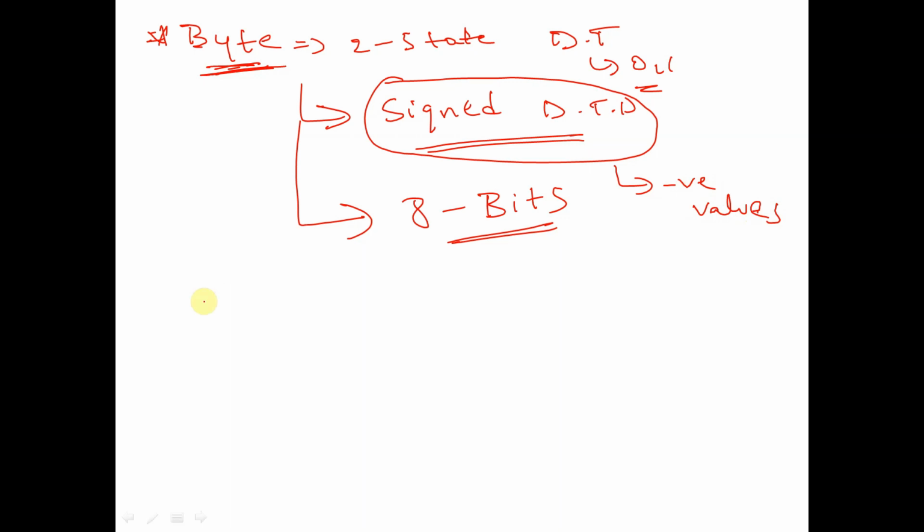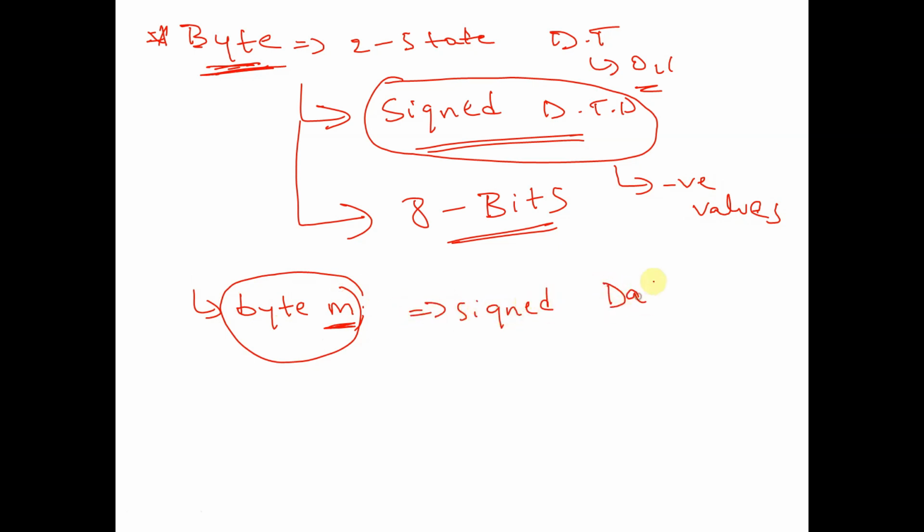For example, if we declare any variable as byte, say byte m, then we can store negative values in this m, since it is a signed data type. So the size of this m is 8 bits. So can anyone tell what is the range we can store in this byte data type? 8 bits. Yeah, like what is the range?